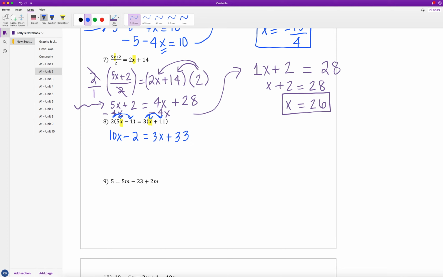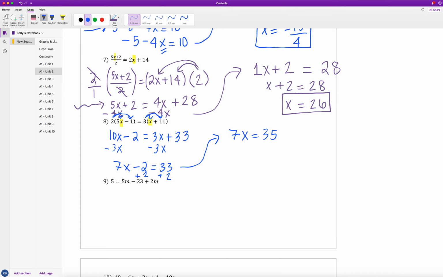Now from here, my goal is to combine like terms. I again have 2 places with that x, so I'm going to go ahead and move the 3x over to the left-hand side. To do that, I would subtract 3x from both sides so that they cancel out completely on the right side. And I end up with 7x minus 2 equals 33. Then to get our x by itself in our next step, I want to go ahead and move that 2 to the right-hand side by adding 2. So I'm going to add 2 to both sides. So we get 7x equals 35 then.